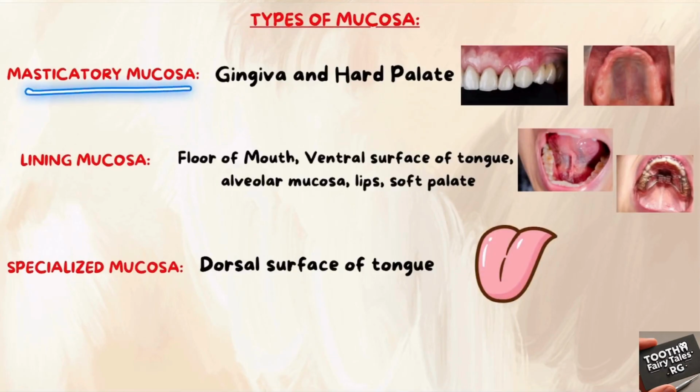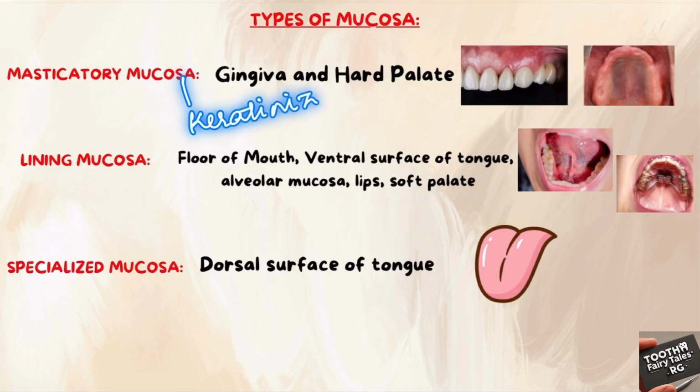Next, let us see what the types of mucosa are. First one is masticatory mucosa. It occupies 25% of total mucosa, and this type of mucosa is seen in the gingiva and the hard palate. And it is the part that comes directly in contact with the food during chewing. So this mucosa is keratinized in order to withstand the pressure.